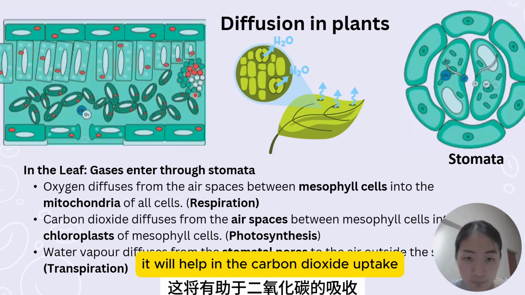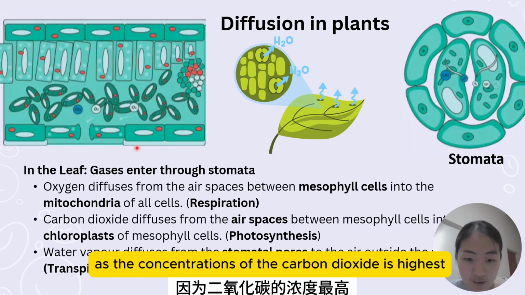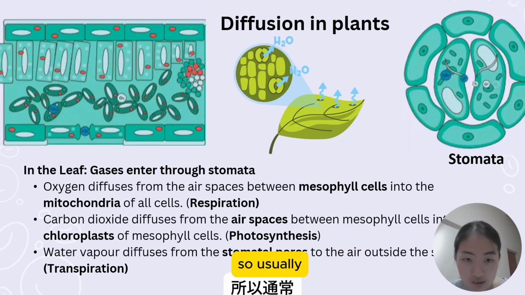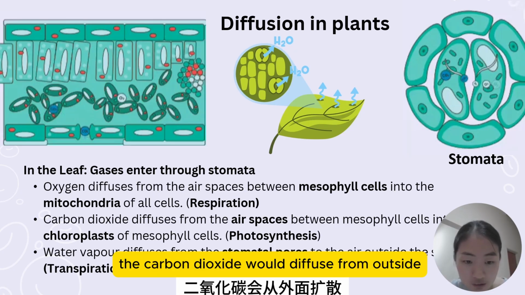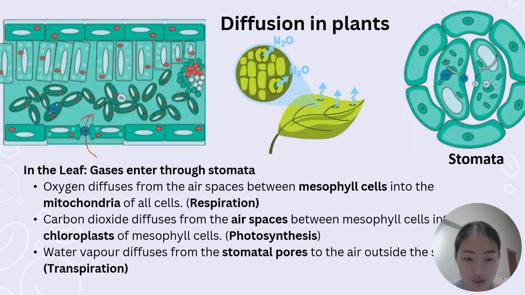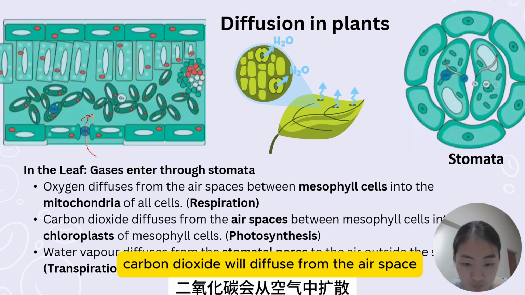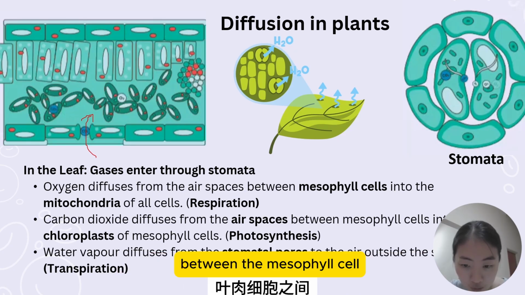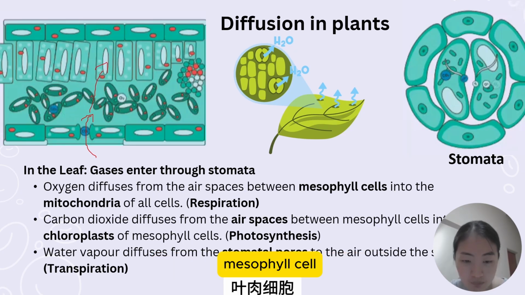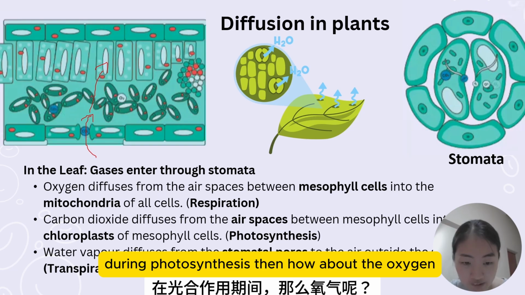It will help in carbon dioxide uptake. The concentration of carbon dioxide is higher in the surrounding air compared to inside the leaf. So usually the carbon dioxide will diffuse from outside and get into the airspace in the mesophyll cell by the stomata. Later, carbon dioxide will diffuse from the airspace between the mesophyll cells and get into the chloroplast of the mesophyll cell during photosynthesis. Then how about the oxygen?